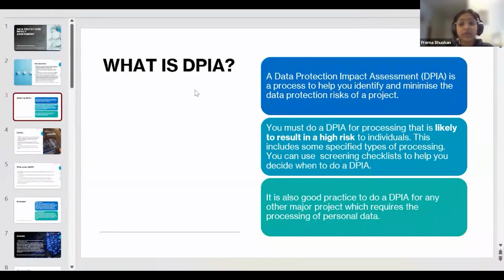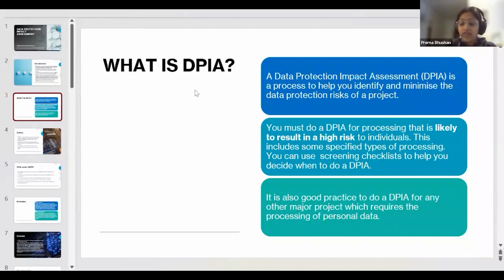So it includes some specific types of processing. It generally relates to health data or financial data, or if data is going to a third country or an inadequate country for that matter, and in that country, there are not good measures to protect that data. So in such cases, you must do a data protection impact assessment. It is a good practice to do a DPIA for any other major project which requires processing of personal data.